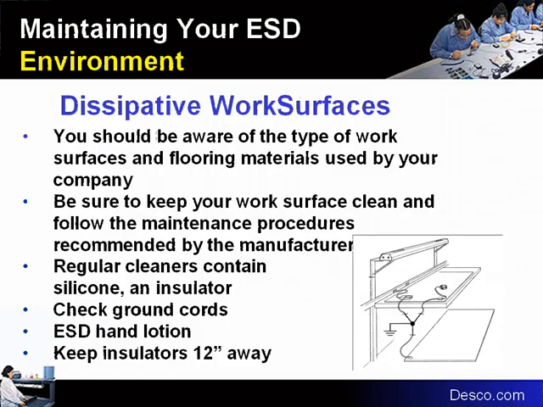There are two surface materials that are used for either flooring or table mats: dissipative and conductive. We would always want to have dissipative material as our work surface area, or anything that would have intimate contact with an electrostatic sensitive device or component. You want to keep the area clean as well as clear of any insulators. The ground cord should be visually checked occasionally. And ESD hand lotion can sometimes help enhance the contact between a wrist strap and the operator to make a quality ground.